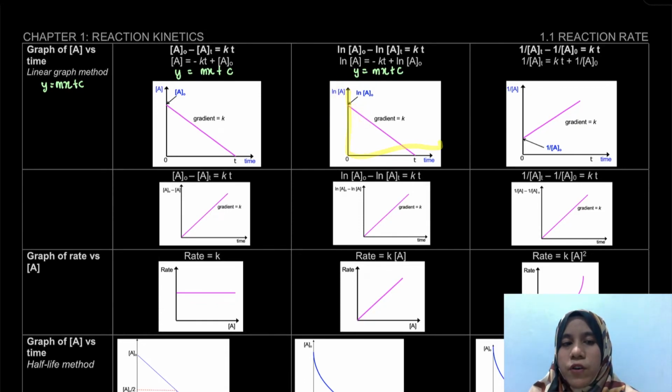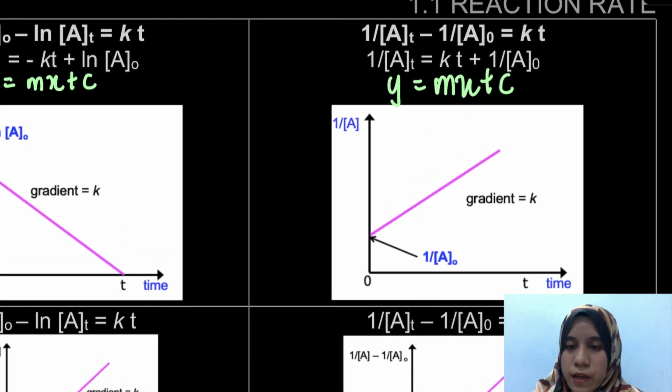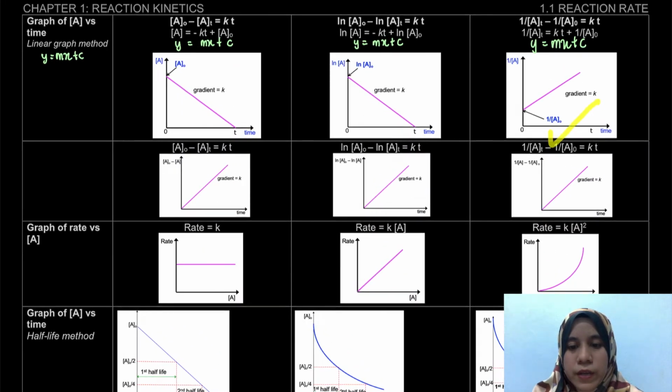And then for second order, y equals mx plus c, when we arrange it here, in this case our slope is positive, because here the positive kt plus 1 over [A]0 is actually our y-intercept. Okay, so that is the linear graph method. So this is how we get the proportional, increasing graph. And then this is a graph of rate versus concentration.